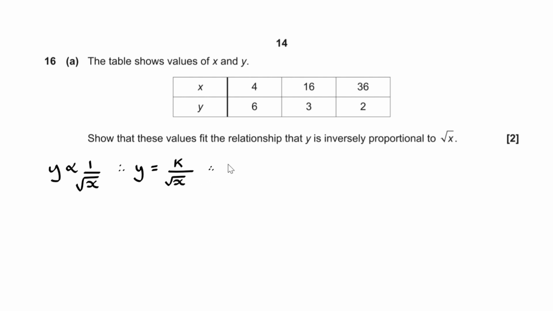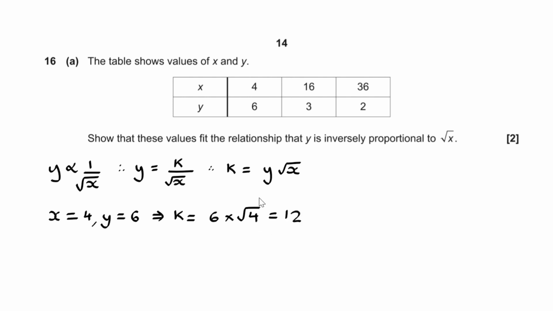And therefore the value of k can be determined by multiplying y by the square root of x. Now, with x equaling 4 and y equaling 6, we can find out the corresponding value of k. K is equal to 6 times by square root of 4, so we've got 6 times by 2, which is 12.